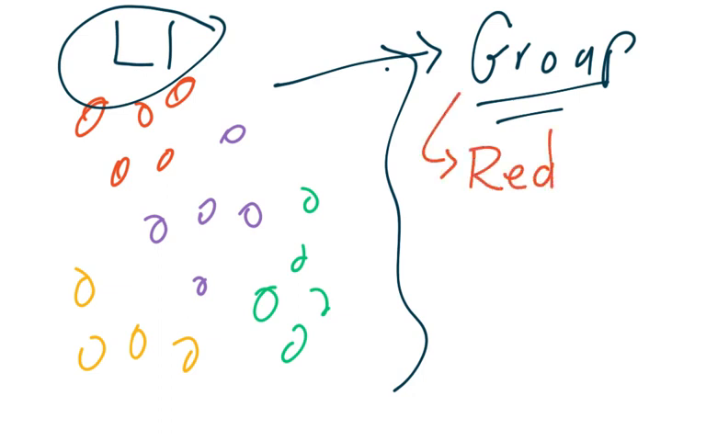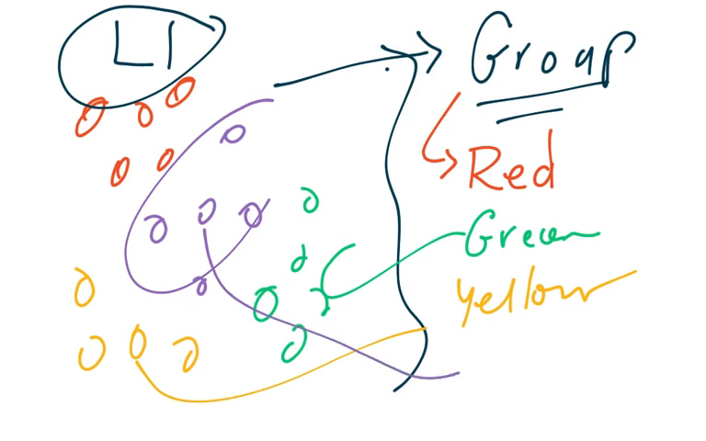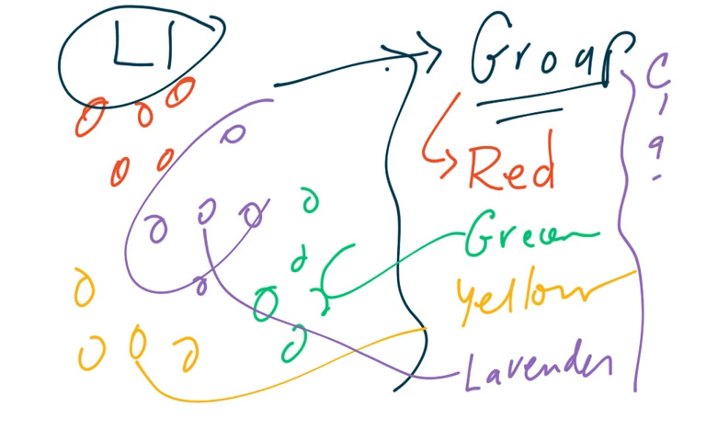We have a red category. We have a green category. We have this yellow category. And we have the lavender category. Now, so here is our classification system.